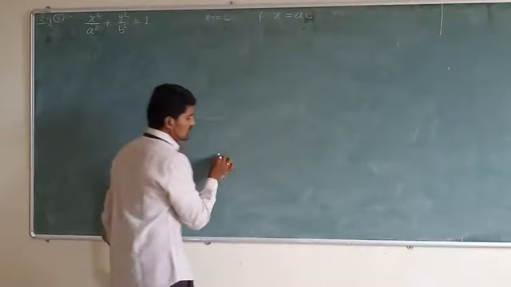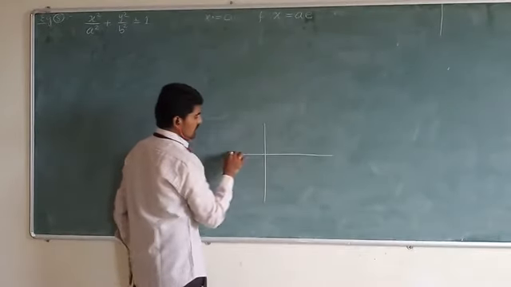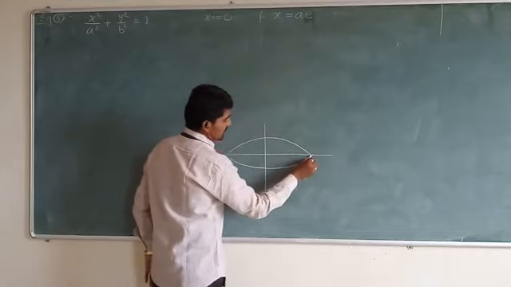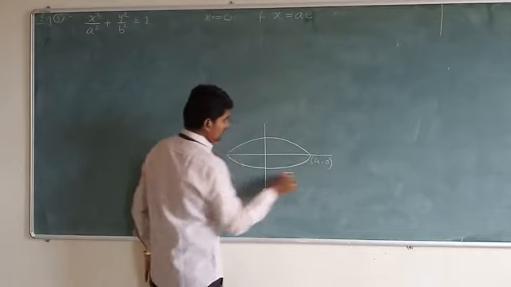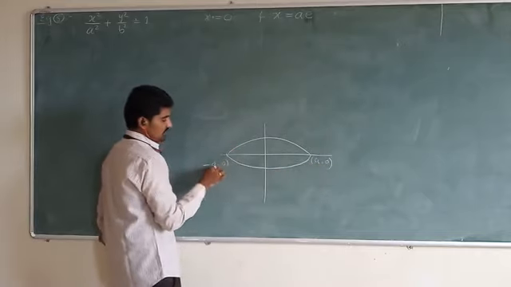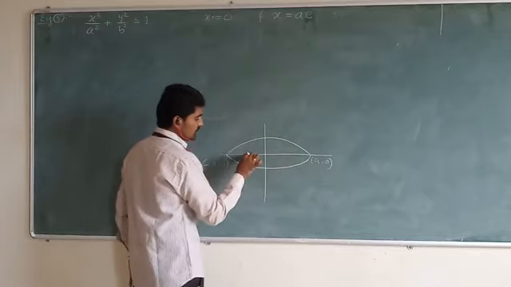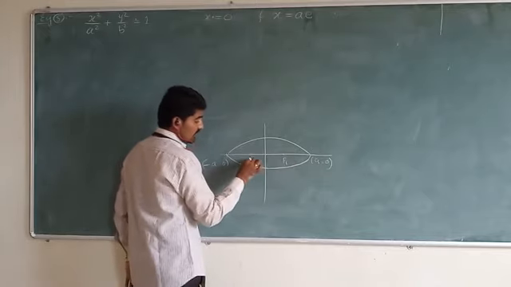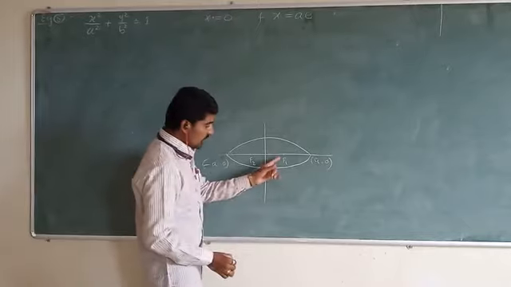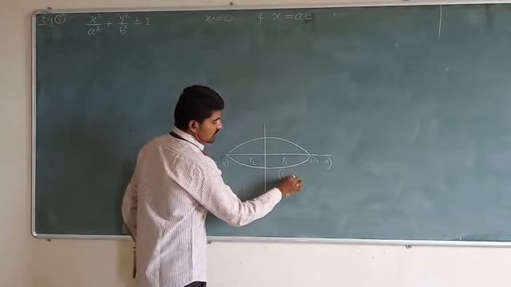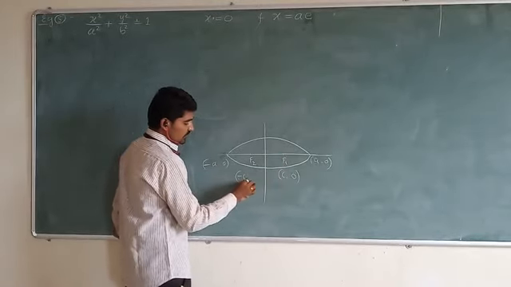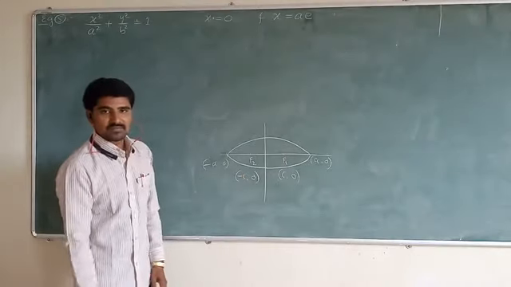Say here that this is your ellipse. And the vertices of the ellipse are what? A comma 0 and minus a comma 0. And the foci of the ellipse are F1 and F2. The coordinate of F1 is c comma 0 and the coordinate of F2 is minus c comma 0.